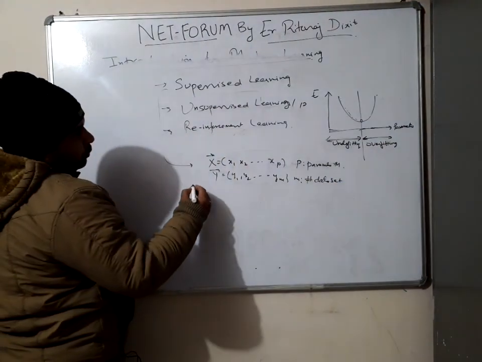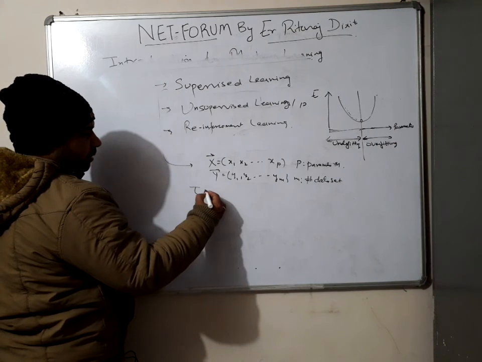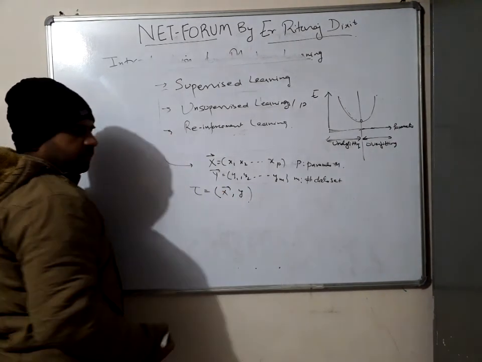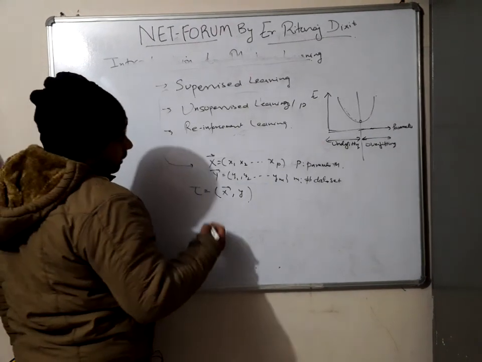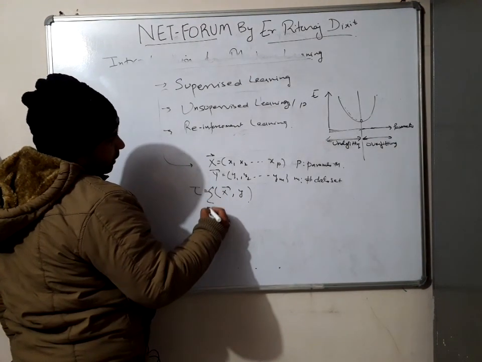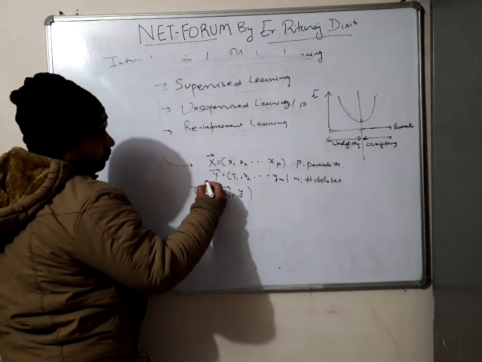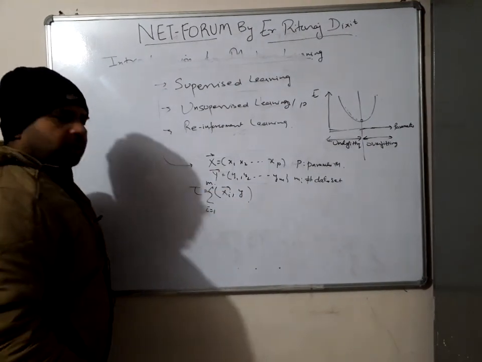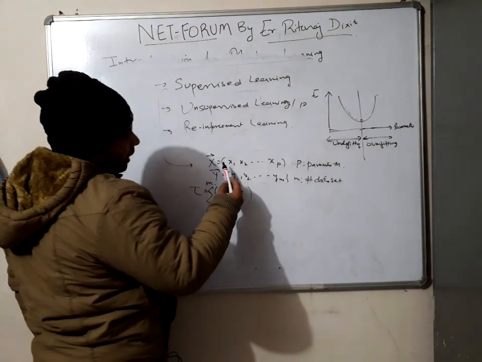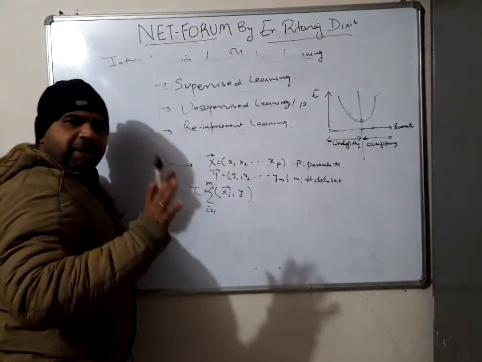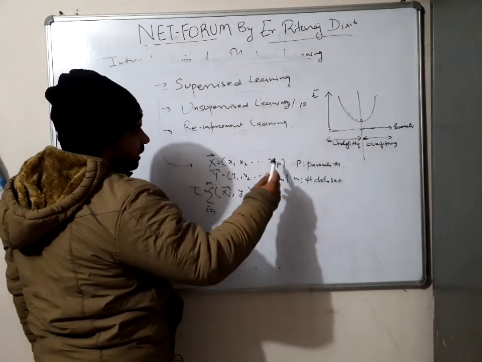So what is the pair of training data? The pair of training data is the x vector comma y, right? Now it can be summarized as xi, y i for i up to m. Each xi vector is equal to x1, x2, and so on to xp. That means there are p components. The total number of elements in a vector is p.